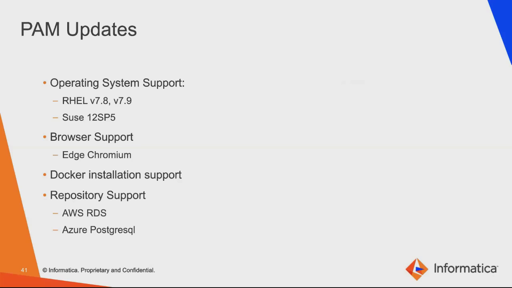And in case of a repository, again, until now you could only use the bundled PostgreSQL. But if you are on the AWS or Azure ecosystem, and you want to use RDS for AWS and Azure PostgreSQL in case of your Azure ecosystem, you will be able to use those repositories instead of the bundled PostgreSQL for the Axon deployment. So again, you have an additional option there as well.